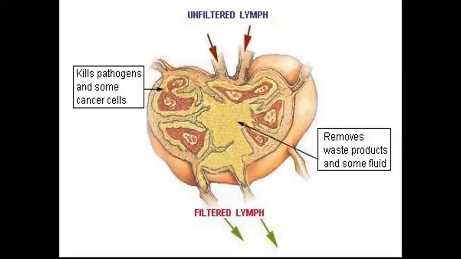So it is a lymph node. How does it filter the lymph? Unfiltered lymph enters the lymph nodes. Here you have an immune reaction going on between the T cells. It is going to kill the pathogens and remove the waste products, and filtered lymph is going to be carried out.